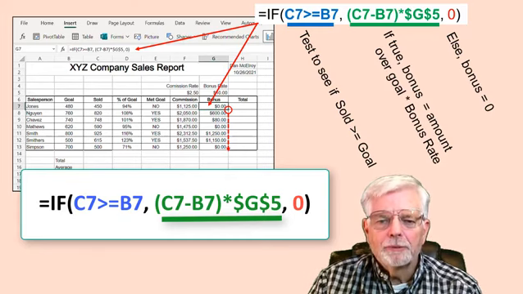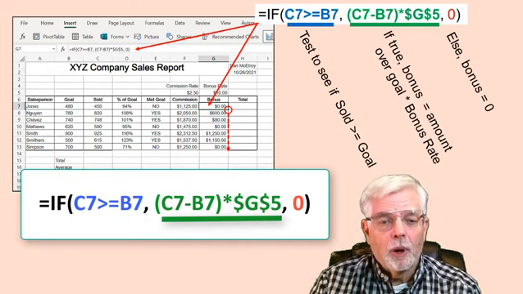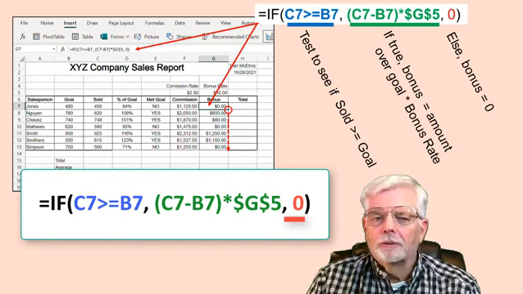Compute the number of items sold that is over the goal, C7 minus B7. This needs to be put inside parentheses because addition and subtraction have a lower priority in a math expression than multiplication or division. Therefore, multiply the number of items over the goal by the goal rate in $G$5. The dollar signs are used to declare an absolute cell reference so that it won't change when the formula is copied down. Part 3 of the if statement is what happens if the test fails. If the employee did not sell more than the goal, the bonus amount is 0.